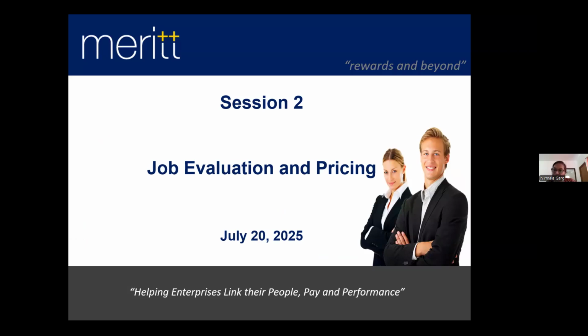So, welcome back again to the second session, which is a very interesting and technical session. You will be doing an exercise that will give you a good understanding and a lot of hands-on practice on how you can really evaluate these jobs.